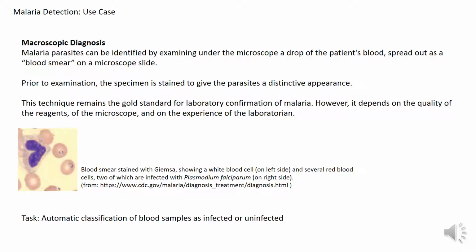The diagnosis of malaria is commonly done using blood samples, actually blood cells, which are smeared on microscope slides. Prior to examination, these specimens are stained to give the parasites a distinctive appearance. This technique remains the gold standard of most laboratory confirmation, however it depends on the quality of the reagents, the microscope, and the general equipment. So the task at hand was: can we automatically classify blood samples as infected or uninfected?